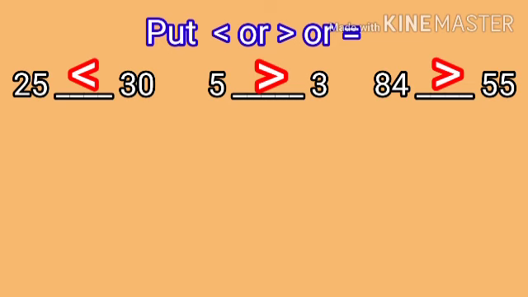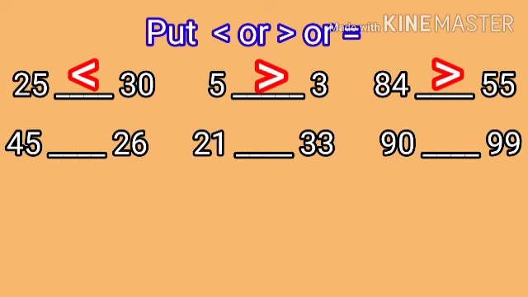Let us see the next row. It also has 3 pairs of numbers. The first pair has 45 and 26. Out of these two numbers, 45 is the bigger number, 26 is the smaller number. Here we are comparing a bigger number with a smaller number. So, we should use the greater than symbol.